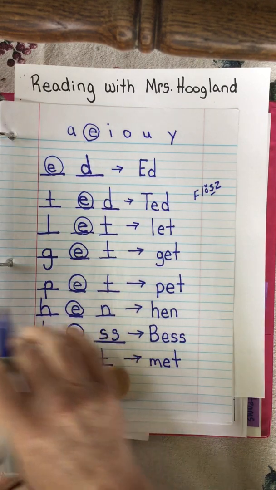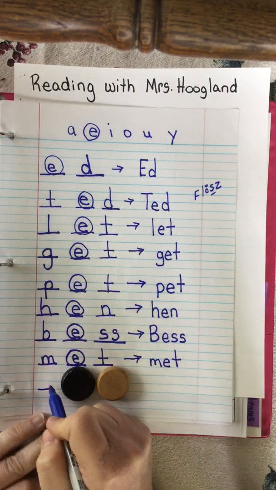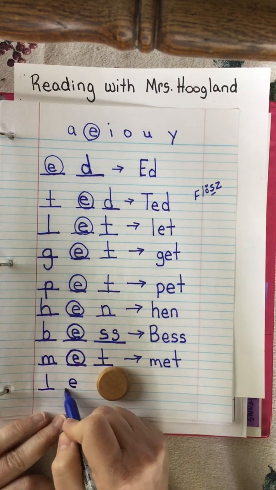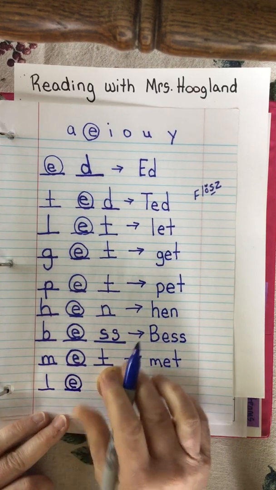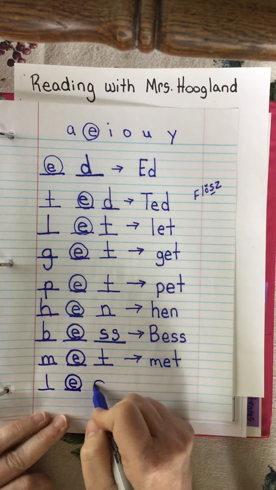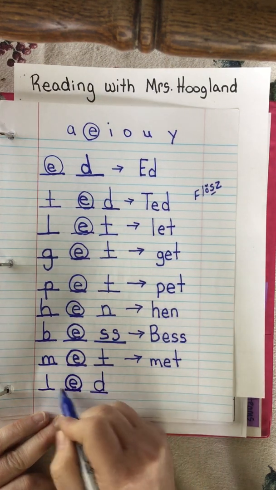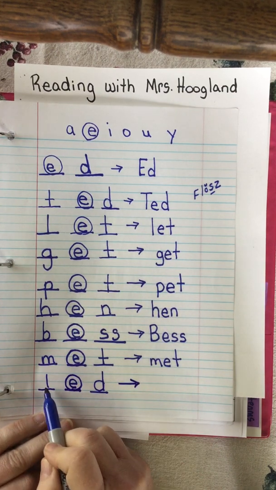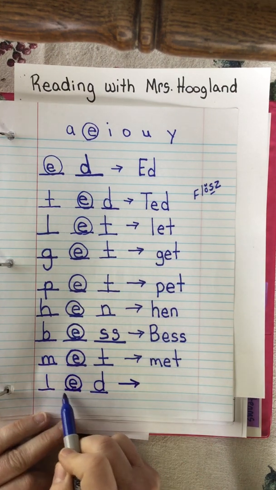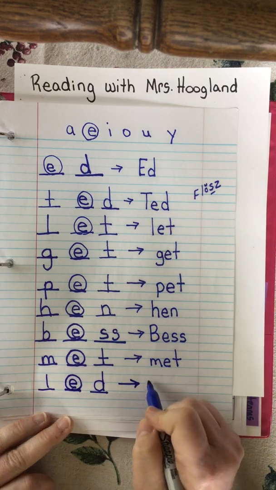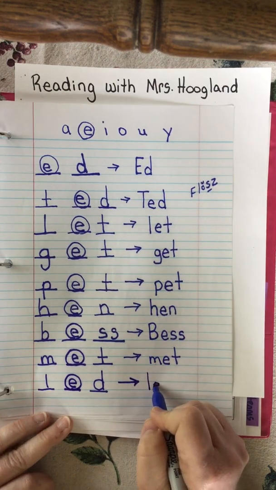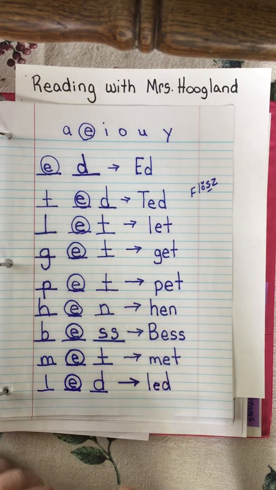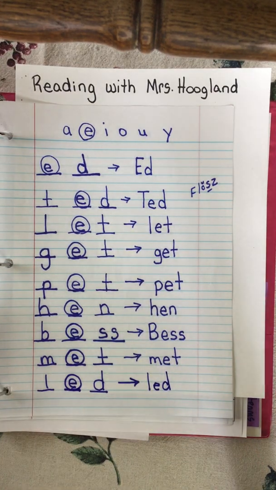Ready? Let's write it. Led. This is our vowel. D. Led. Now we're going to put it into sounds and make it into a word. Led. Has anyone ever led you somewhere before? Led you somewhere before?